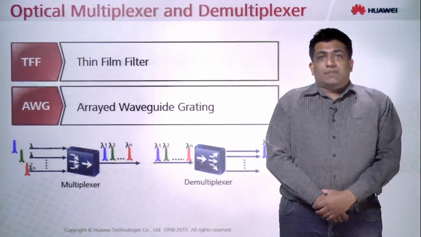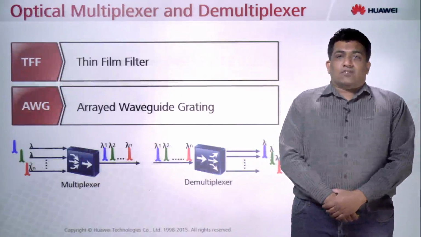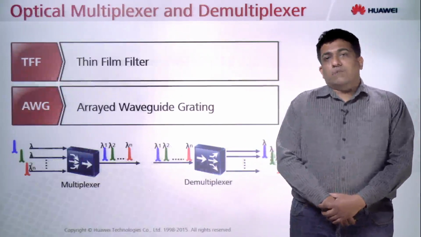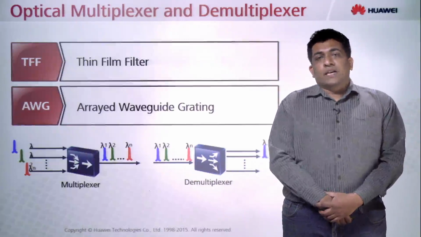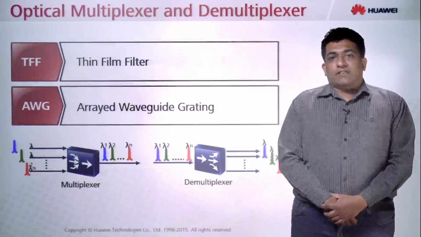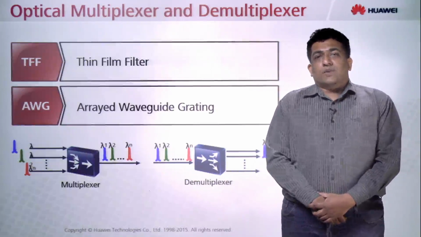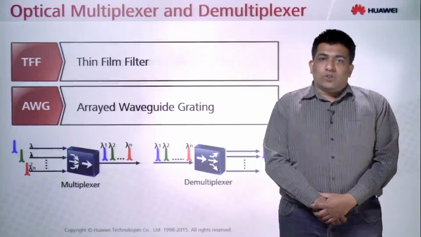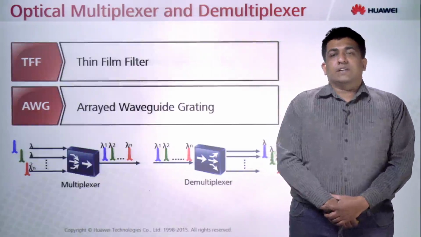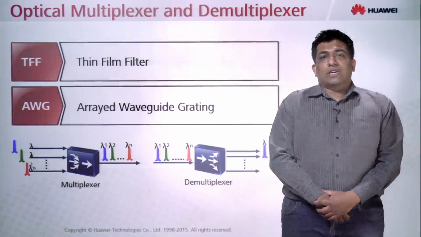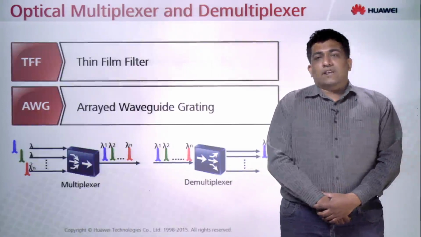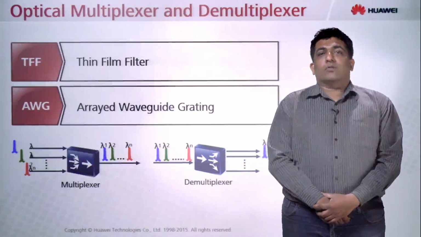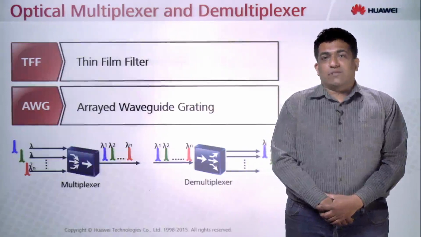So the optical multiplexer and demultiplexer is the next topic that we want to look into. This is very important because this is part of our chassis in our OSN equipment. We have two types of multiplexer and demultiplexer. The first one is TFF, which is also known as thin film filter. Another one is known as AWG, arrayed waveguide grating. All this will be stated on the board, whichever board supports either the TFF or AWG environment.